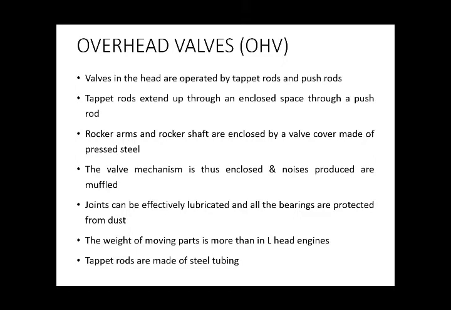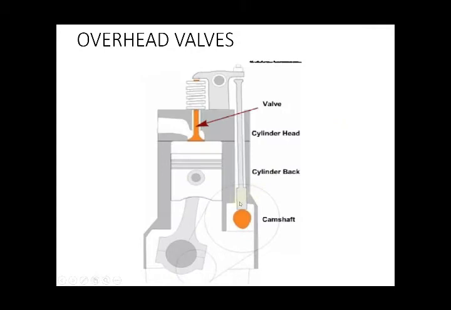So in overhead valves, the valves in the head are operated by the tappet and push rod mechanism. The tappet rods extend through an enclosed space through a push rod. This is the tappet, and the tappet rod is of some smaller length, and this push rod extends up to or inside the tappet. If you have seen it clearly in the lab, you will notice that the tappet is actually a hollow cylinder.